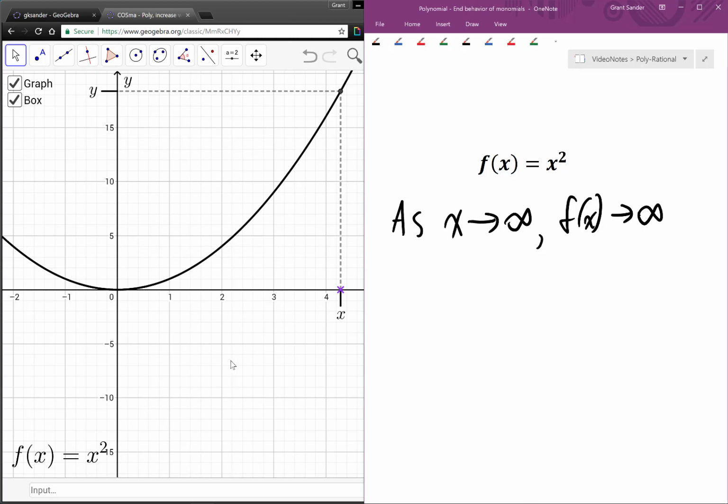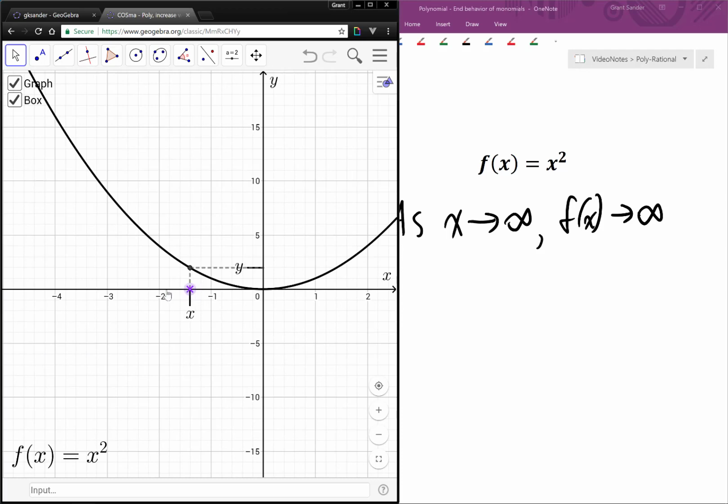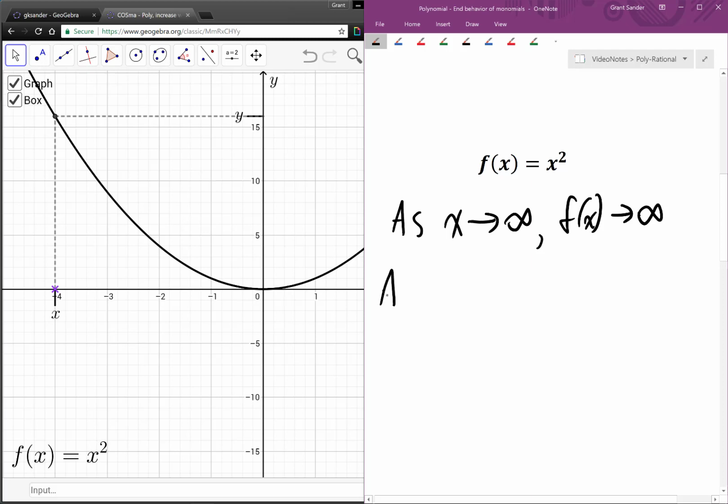On the other hand, if we let x decrease without bound, so we let x decrease further and further, we keep going to the left and to the left, again the value of y is increasing without bound. So as x decreases without bound, y again increases without bound. And that's because any number squared gives us a positive number, so a very negative number squared gives us a very large positive number. So we can represent this information with as x decreases without bound, f of x, again, is going to increase without bound.